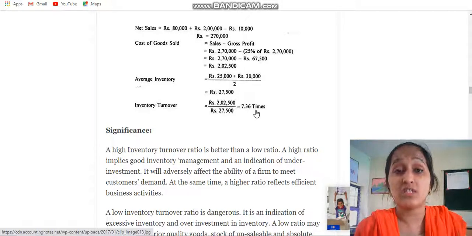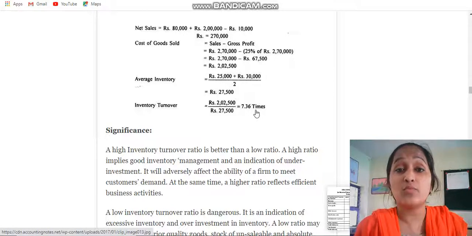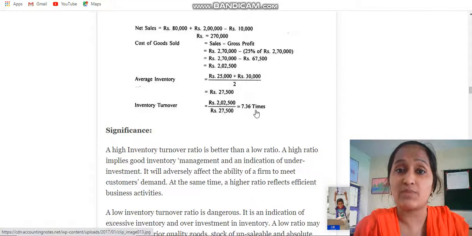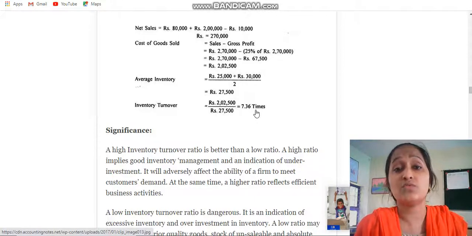You should see what the question is and what formula they are asking us to calculate. Then second, you should apply the formula. For applying the formula, search in the question what information is given and what is not given, and only then do the calculation. So this way you should go ahead with the calculation by doing the working note of the respective ratio. So this is the way.